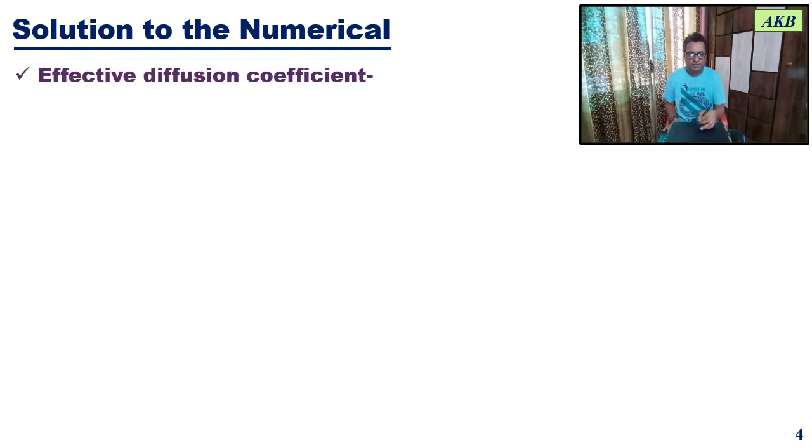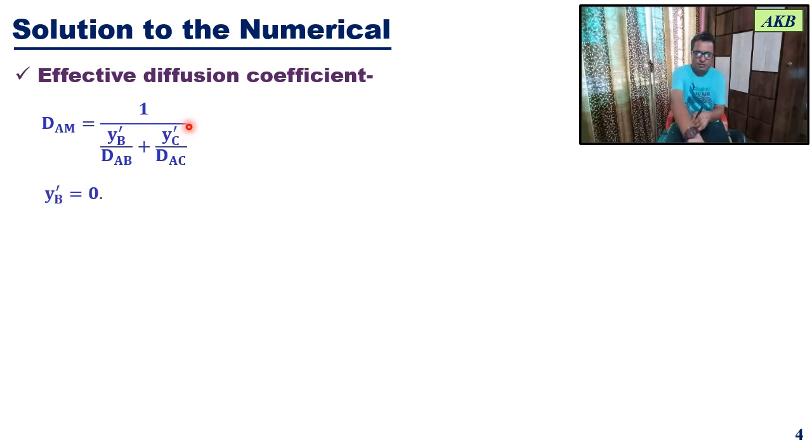Let us continue with our solution. So next step, after knowing y dash b and y dash c, as we did on the previous slide, now we can directly calculate effective diffusion coefficient, and for that the formula is known to us. The formula for calculating effective diffusion coefficient is DAM is equal to 1 upon Y dash B upon DAB plus Y dash C upon DAC. DAB and DAC are already given to us, and in the previous step we have calculated Y dash B and Y dash C.